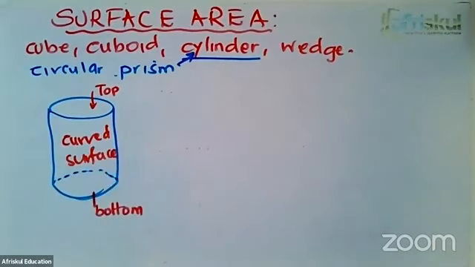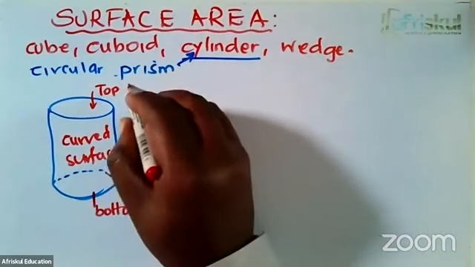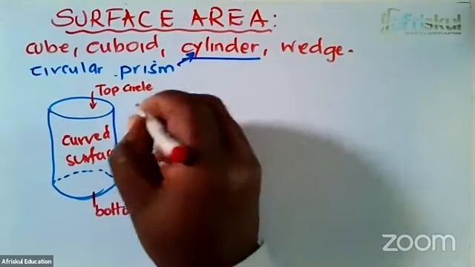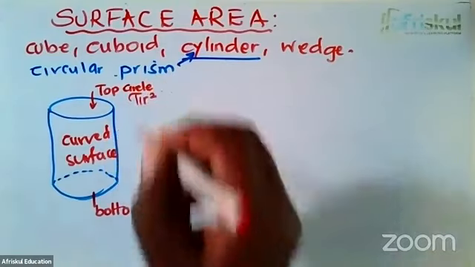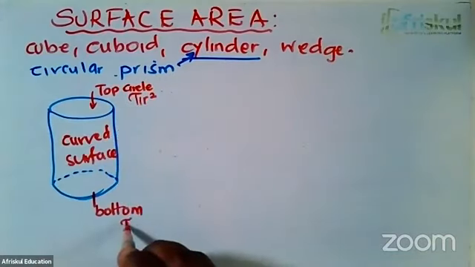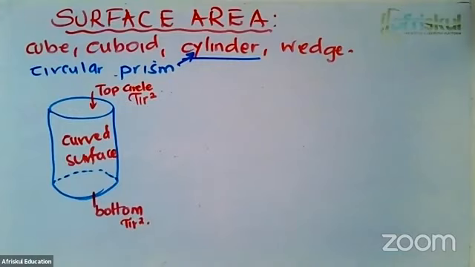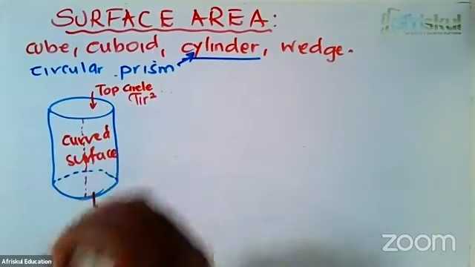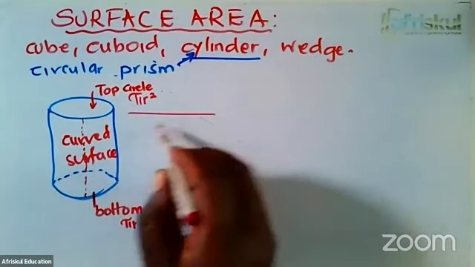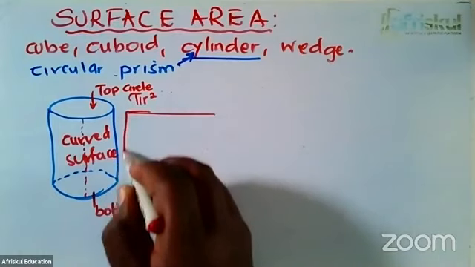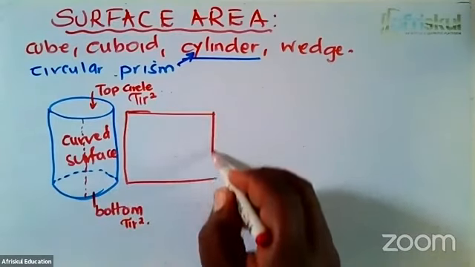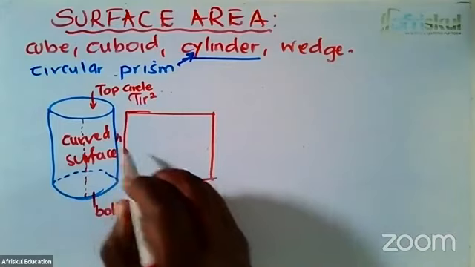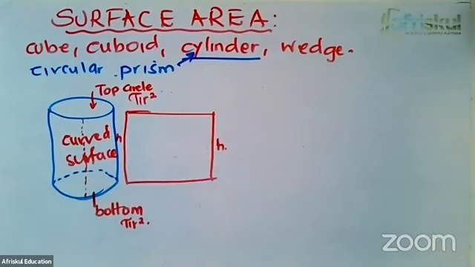So to get the area of these surfaces, we have to know the areas of the geometrical shapes. The top is a circle, and the area of a circle is pi r squared. The same applies to the bottom, which is pi r squared. Then you have the curved surface. If you cut this curved surface along this line, what you form is a rectangle. And this height here shall also be the height in this rectangle.